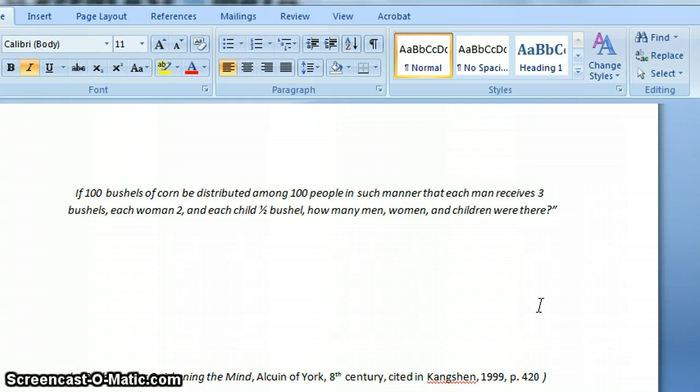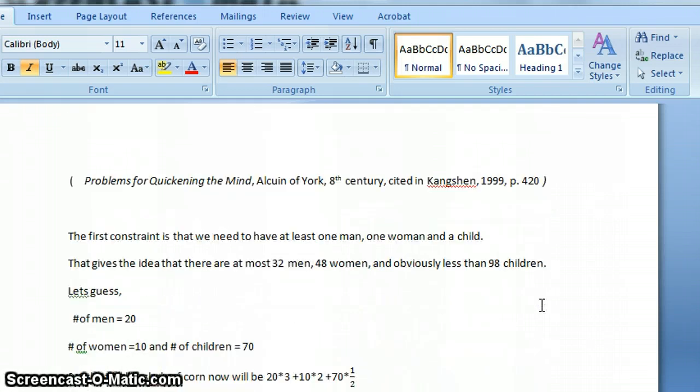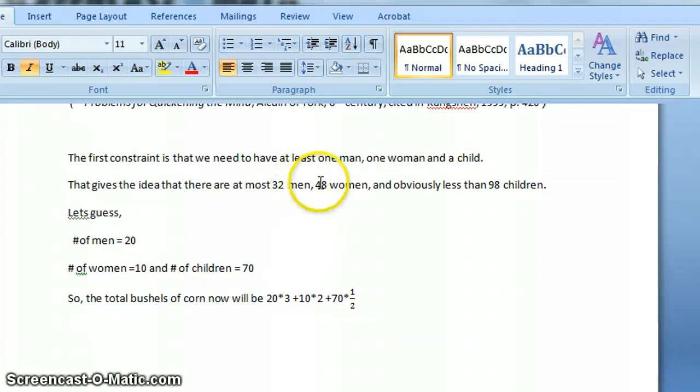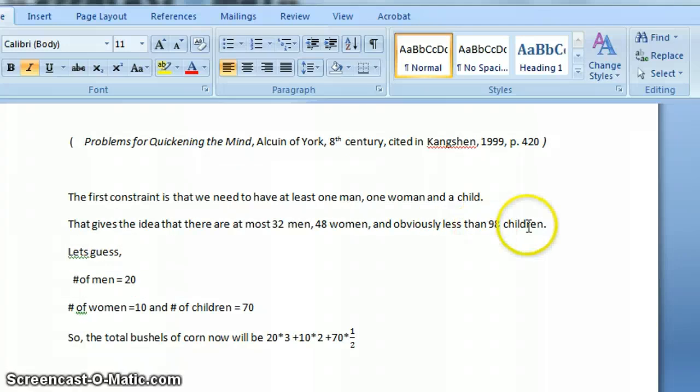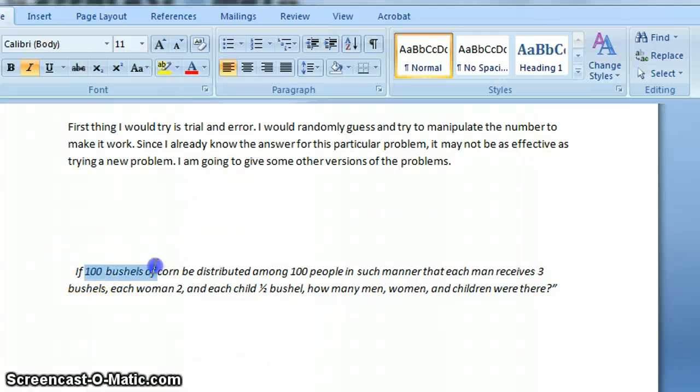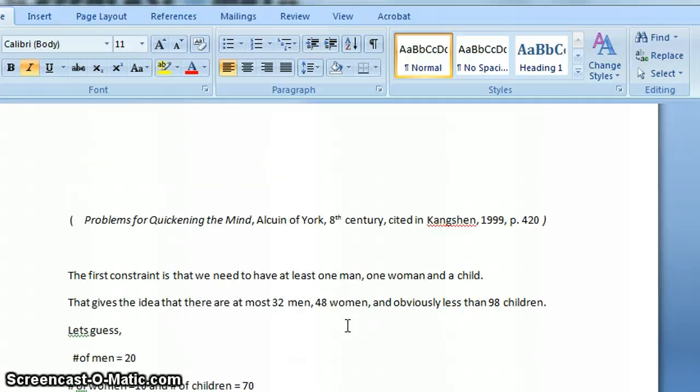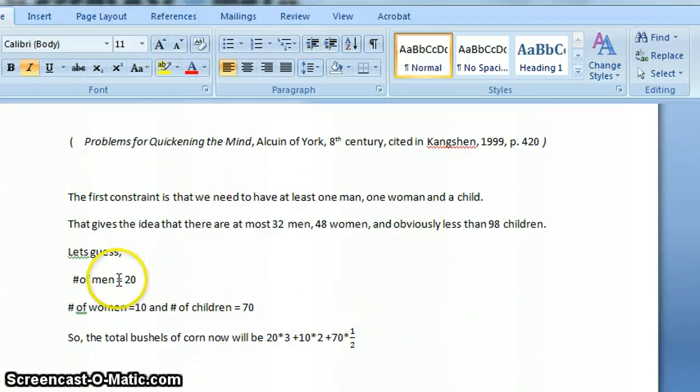One thing I would try with this problem is just a random guess. For example, let's say I would guess 32 men and 42 women, and then I need obviously less than 98 children, right? So let's guess the number of men is 20, the number of women is 10, and children is 70, because we have 100 bushels of corn and we need to distribute that to 100 people. So we want to make everything 100. So 20 men, 10 women, and 70 children.